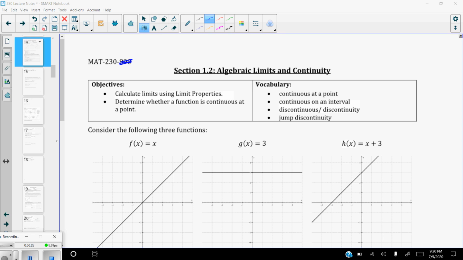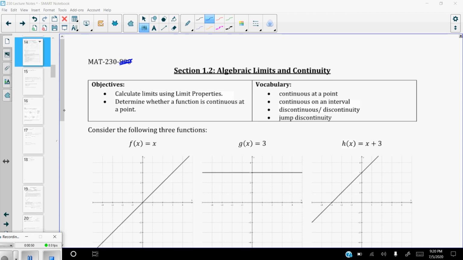Maybe numerically is going to be too difficult, or maybe we don't have a graph, or it's not easy to graph, or something like that. So there might be another way to do it. Algebraic limits and continuity are what we're going to talk about. So some vocabulary: continuous at a point, continuous on an interval, discontinuous or discontinuity, and then what's called jump discontinuity. We'll get into all that.